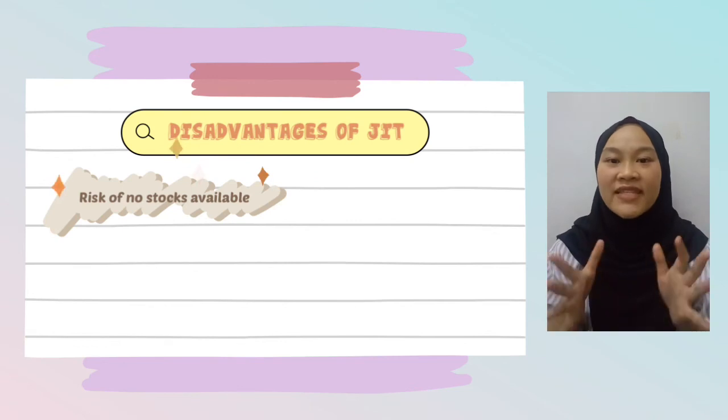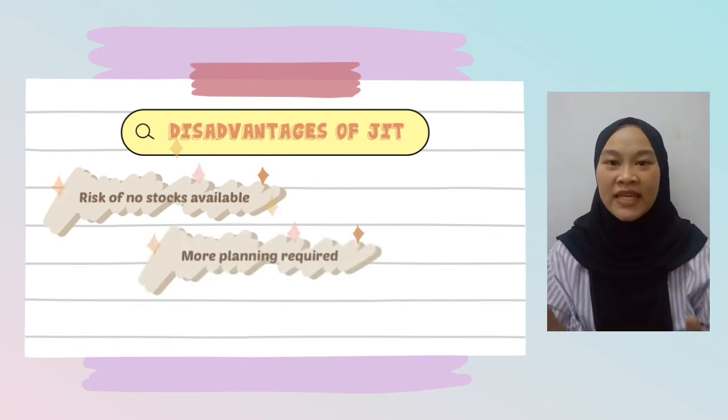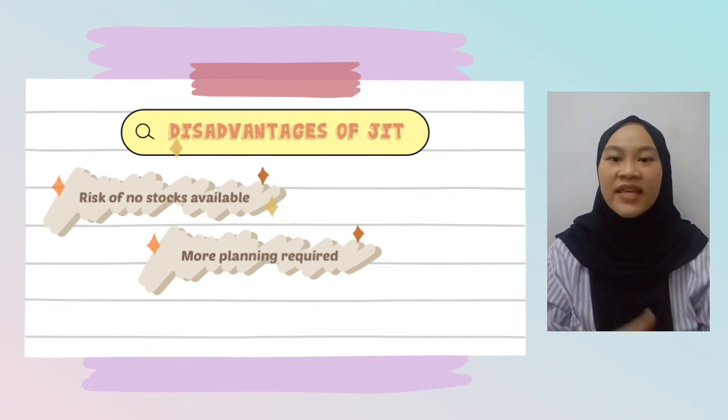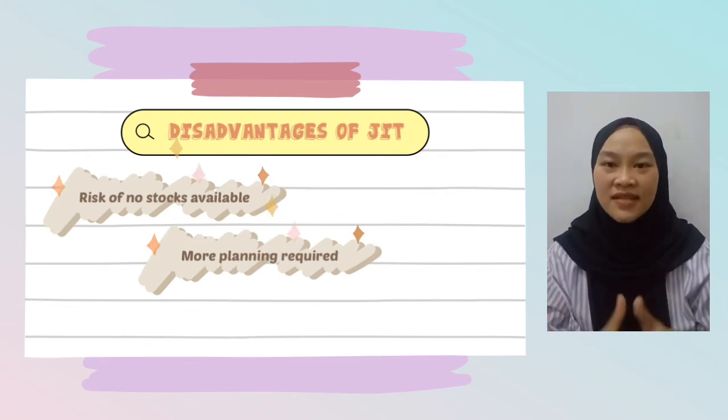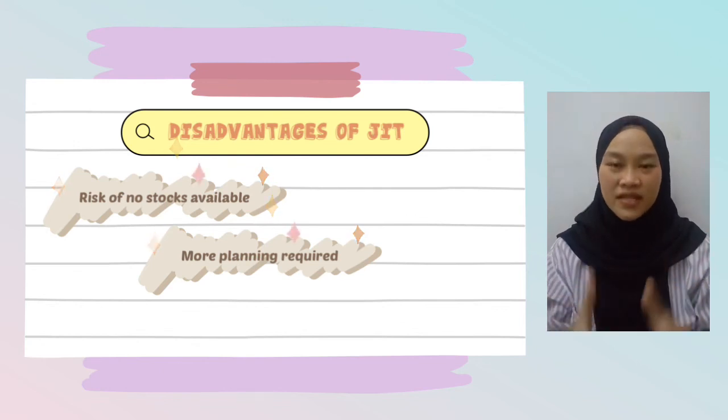The second disadvantage is the company may require more planning. The JIT system requires the company to understand sales trends and variances in close detail. A company that has seasonal sales periods must plan ahead, for instance, to ensure that the suppliers are able to fulfill the requirements.